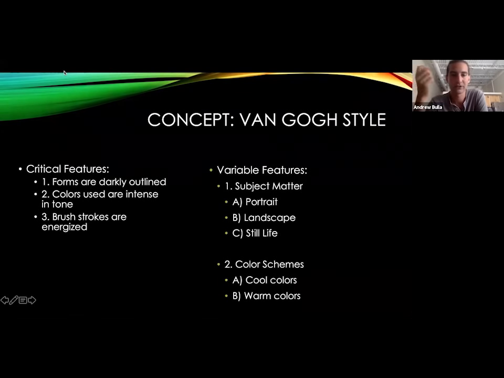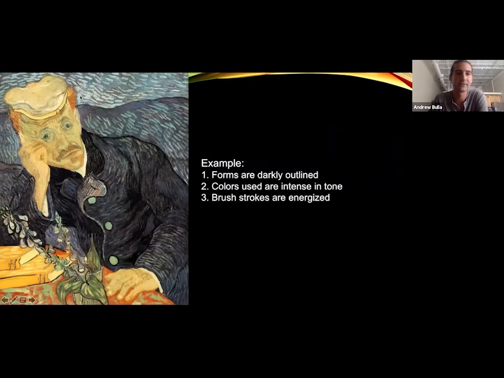My variable features are the subject matter, so it can be a portrait, landscape, or still life. And 2, the color scheme. It can be cool colors, it can be warm colors. So let's look at some examples.